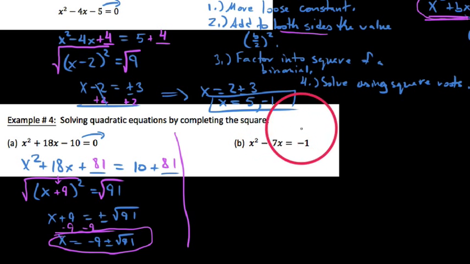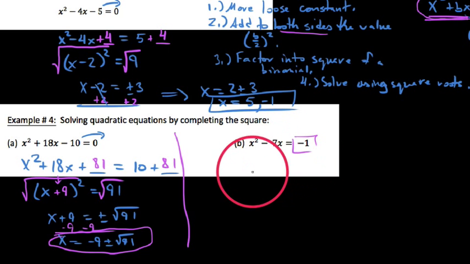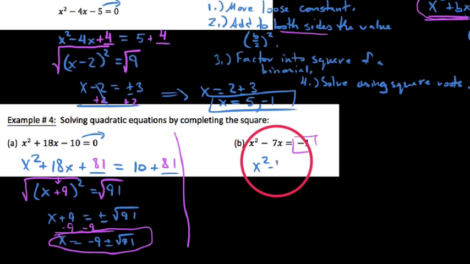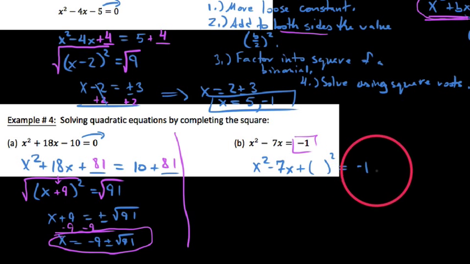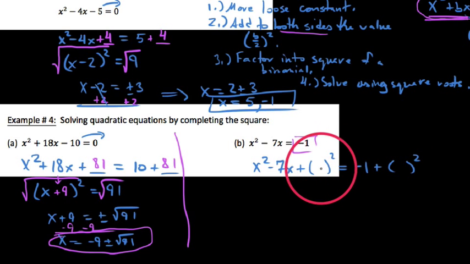Actually, this happens sometimes. Step 1's already been done for us. We have this loose constant on the right side. And the other thing I want everybody to notice is this. Our middle term happens to be odd in this case. And so I'm actually going to write this out very explicitly in this case. What we're adding in half of this negative 7, so negative 7 halves, and squaring it.